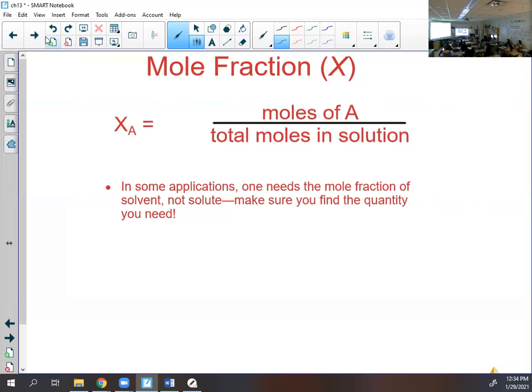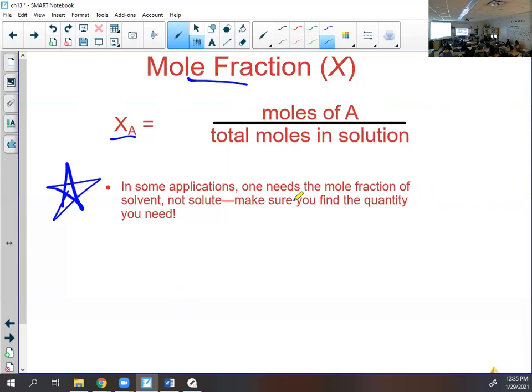Okay, here we go. Maybe I'm doing you a disfavor, but I'm assuming you know how to do this by now. Mole fraction, or X, is moles of A over total moles of the solution. In some applications, this is actually a giant star here. We've never done this before. I mean, it's the same thing. You just got to read the question right.